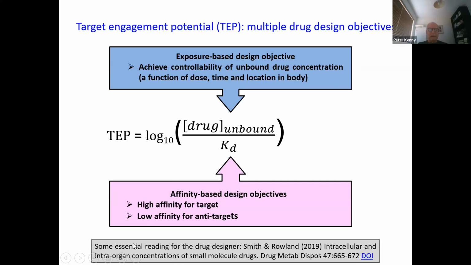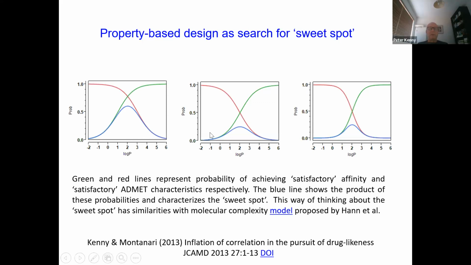Here's some essential reading for the drug designer, and I recommend this to anyone who's interested in drug design or even probe design, that you have a look at this, because it's the intracellular drug concentration. You can't generally measure it in vivo, but it's a very important part of drug action. So I'm going to talk here about property-based design, and this basically mainly means controlling lipophilicity, which I've got a nice couple of slides on later.